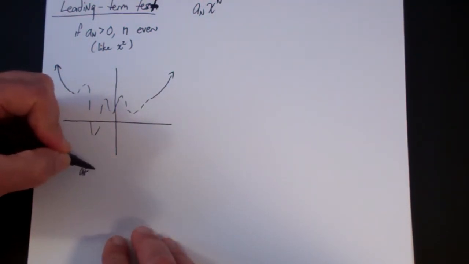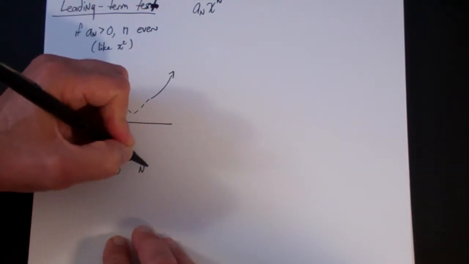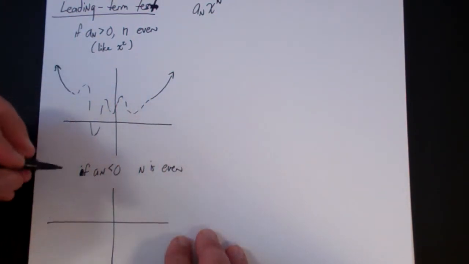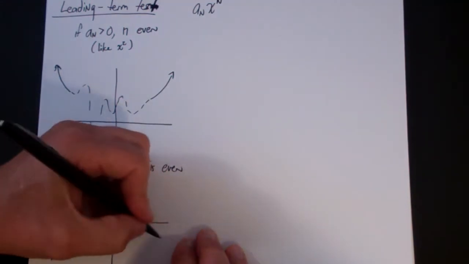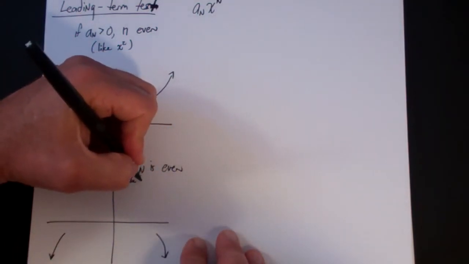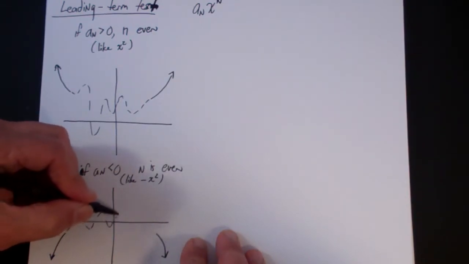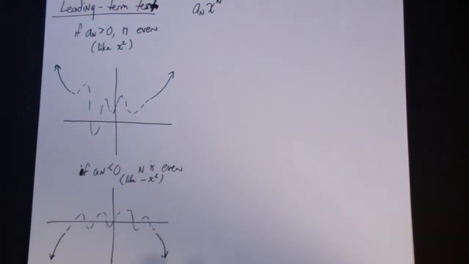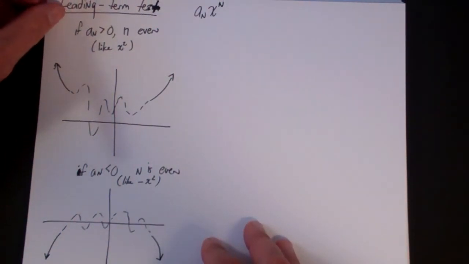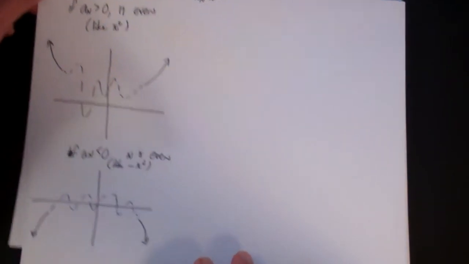And if a(n) is negative and n is even, then we know that it's going to look like negative x squared. And I don't know how complicated it'll be in between, but I will know that that's what it looks like at the end. And I'm going to actually take this away and show you an example, and then we'll come back and look at what happens when n is odd.